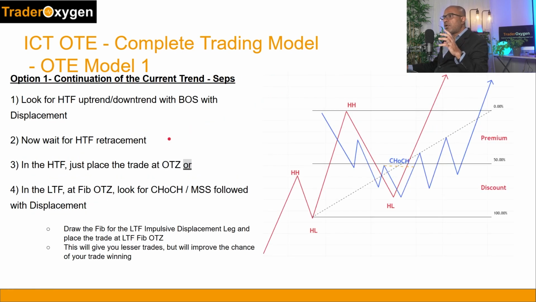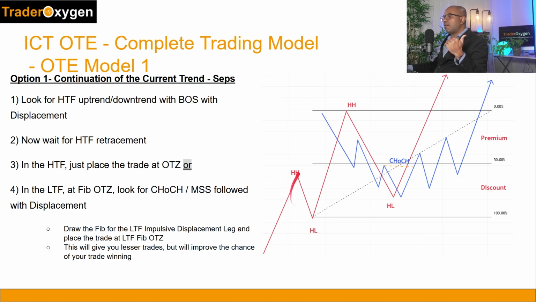So in OTE model 1, there are two main options. Option 1 is the continuation of the current trend. So what are the steps in this option? Step 1 is you will look and identify whether the higher time frame is in uptrend or downtrend with break of structure and with displacement.